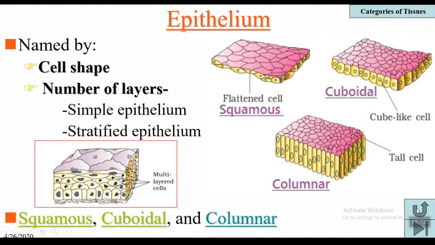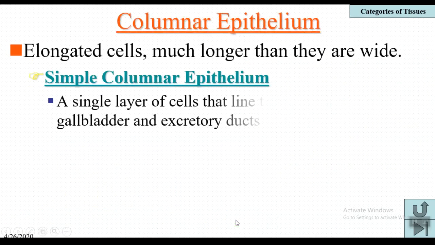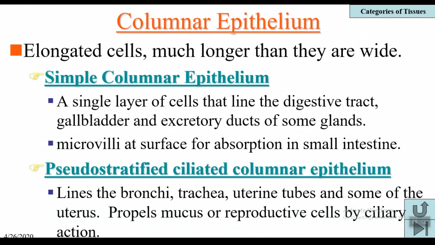And coming to the third type of epithelium, that is columnar epithelium. The cells are column shaped or pillar shaped. The cells are much elongated and much longer than they are wide. And the nucleus is basally located. The particular thing you have to observe in columnar epithelium is the nucleus is basally located.